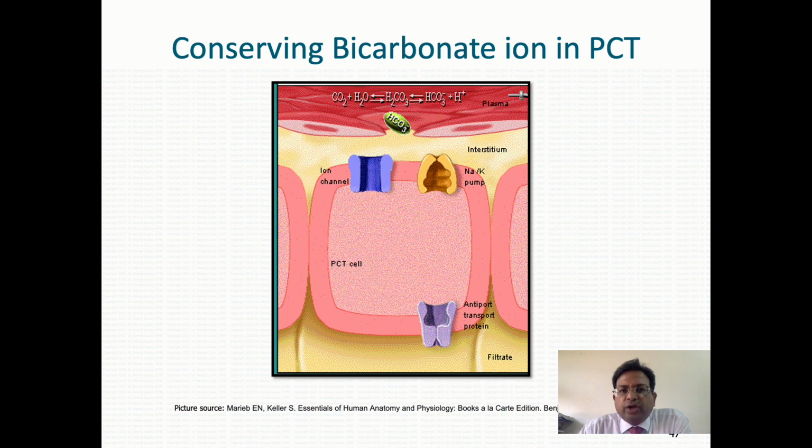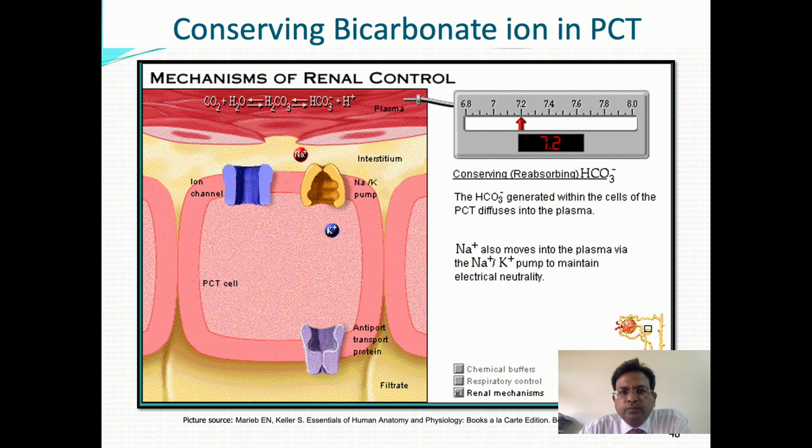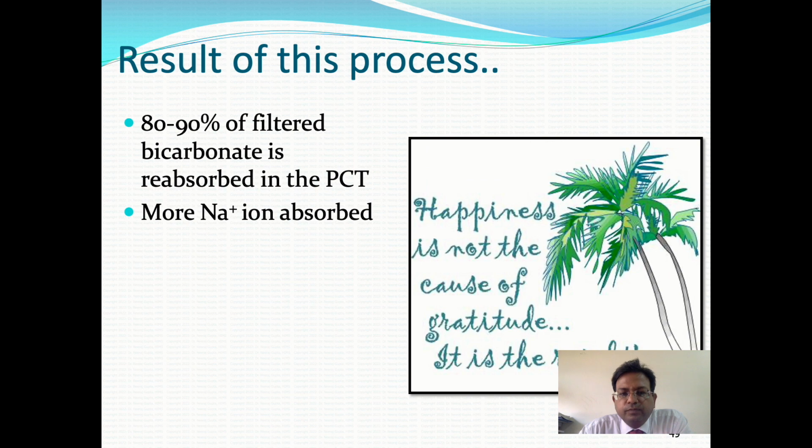So this slide is showing how the bicarbonate is absorbed back to the plasma. Both bicarbonate and sodium are reabsorbed back to the plasma in the kidney. To summarize the result of this process, 80 to 90% of the filtered bicarbonate is reabsorbed back in the PCT, and more sodium is also absorbed as well.